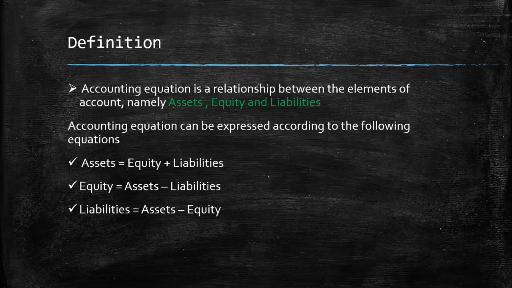Assets equals equity plus liabilities. Equity equals assets minus liabilities. Liabilities equals assets minus equity. So the value of assets is the sum of equity and liabilities. Why? Because equity and liabilities are financed by assets. Okay.